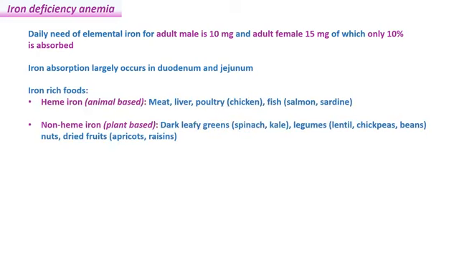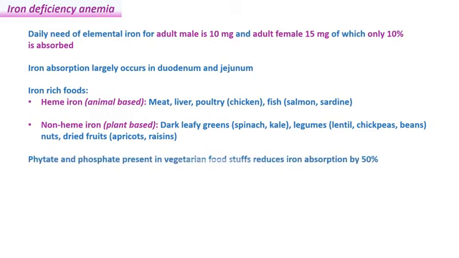Iron-rich foods: heme iron, animal source, meat, liver, poultry like chicken, fish like salmon, sardine. Non-heme iron, plant source, dark leafy greens, spinach, kale, legumes like lentil, chickpeas, beans, nuts, dried fruit like apricots, raisin. Phytate and phosphate present in vegetarian foodstuff reduce iron absorption by 50%.